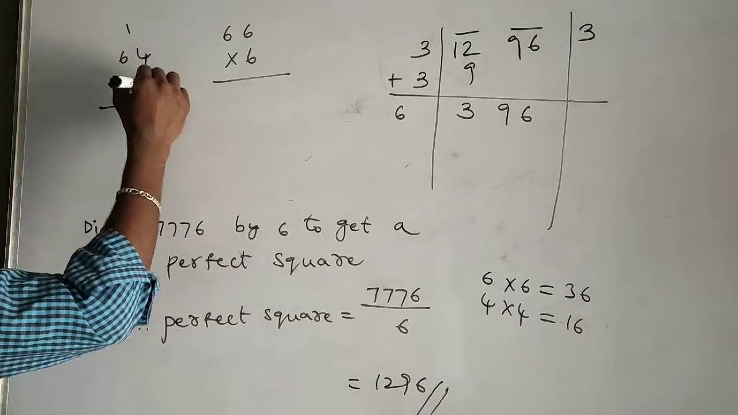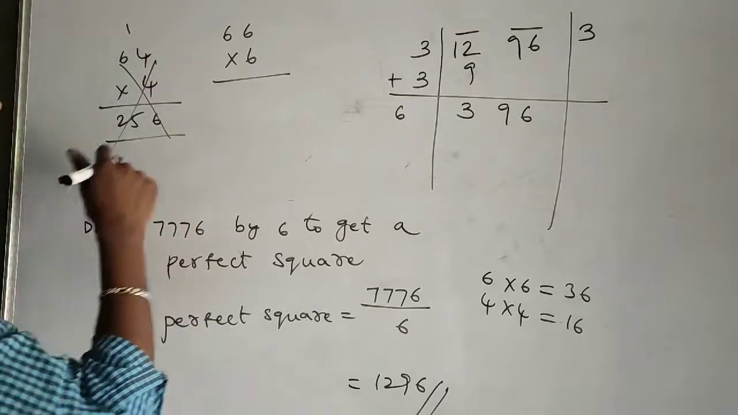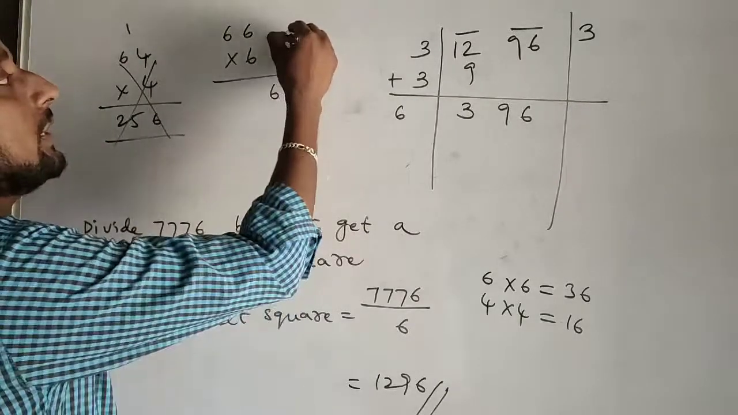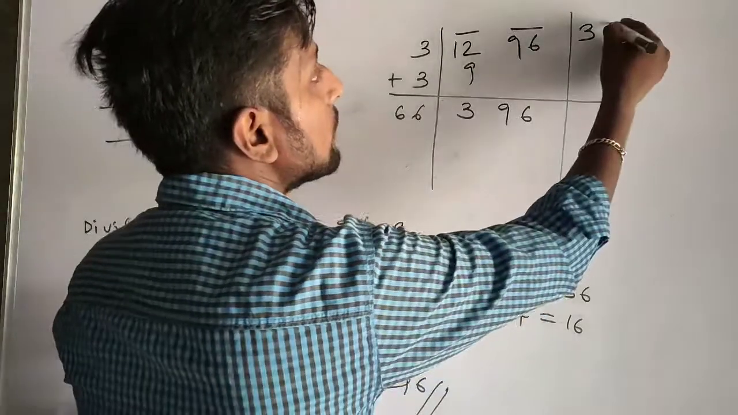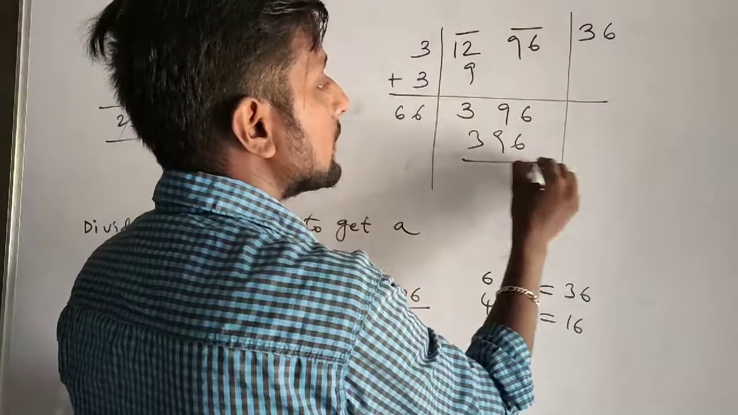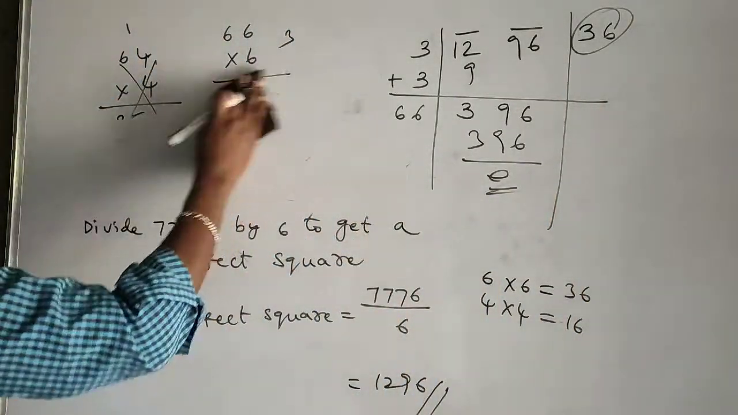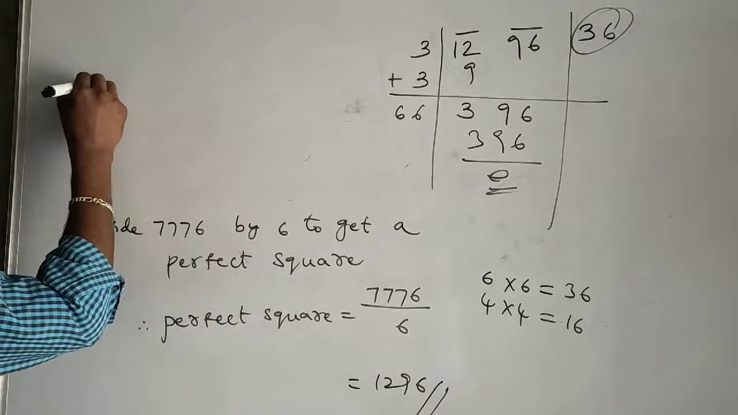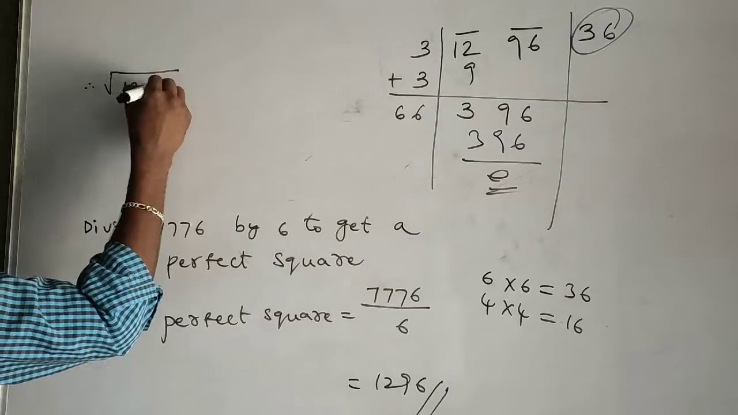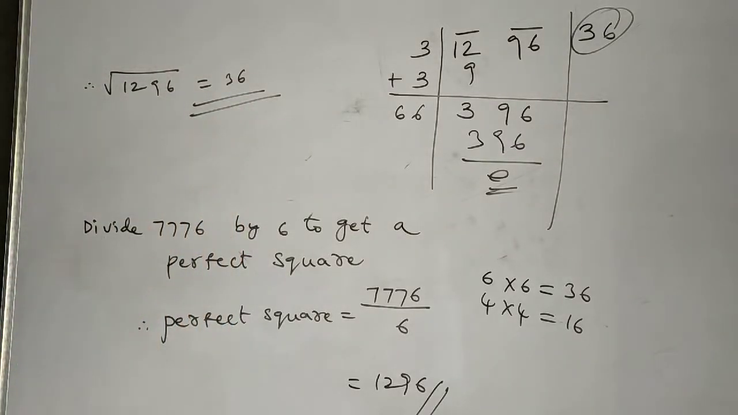4 4s are 16, 1 carry. 24 plus 1, 25. No, it's not the needed number. 6 6s are 36, 3, 36 plus 3, 39. So 6, 6, 3, 9, 6. Yes, I told you this is our answer. So therefore what will I write? The square root of 1296 is equal to 36.